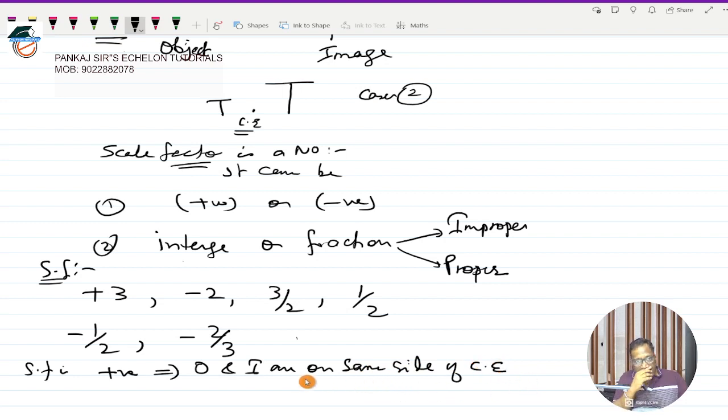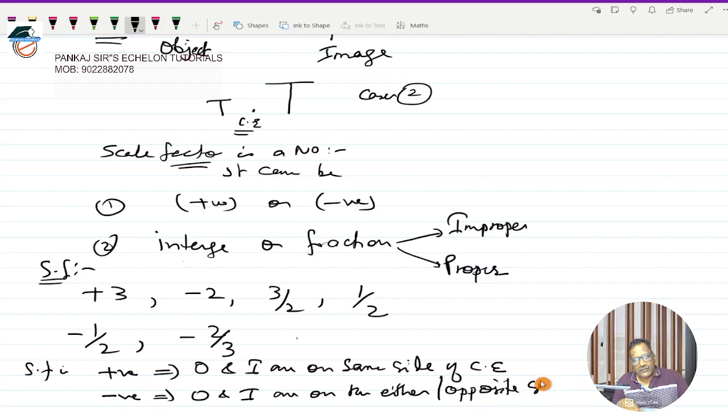So whenever you have a positive value of a scale factor, you will always see that both the object and image are on the same side of the center of enlargement. Obviously, when it is negative, the object and image will be on either side, or you can say the opposite side of the center of enlargement.